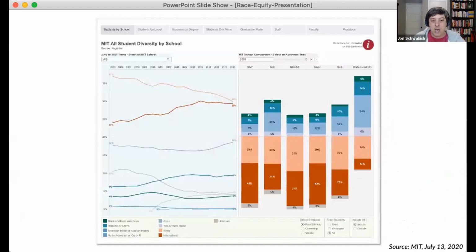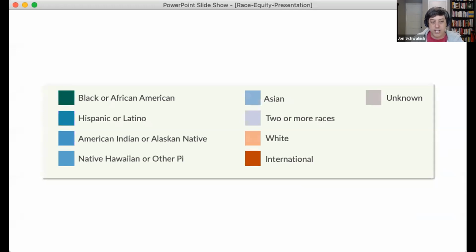So about a month later, there was some pushback about this dashboard on Twitter, and so they changed the dashboard to this. You can see they've moved towards, I think, a better approach. Black or African American students are now in green. There are still shades of blue in these four categories of race: Hispanic or Latino, American Indian, Native Hawaiian, or Asian. Then you have two or more races in purple, white in the sort of peach color, international students in red, and then the students who didn't identify in the gray.